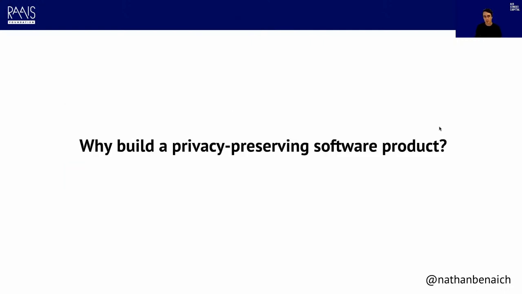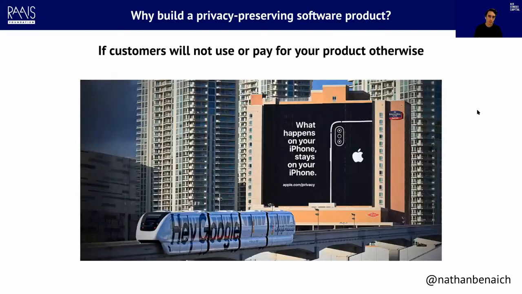So taking that, why would one build a privacy-preserving software product in the first place? Well, one obvious reason is whether your customers would just not use or not pay for your product if it wouldn't preserve their privacy. To illustrate this example, we can look at the smartphone market, where some companies don't provide privacy guarantees over the data that's generated and stored on a user device, and other companies like Apple put privacy front and center. And so they famously say, what happens on your iPhone stays on your iPhone. And many consumers will buy that device because of these privacy guarantees.